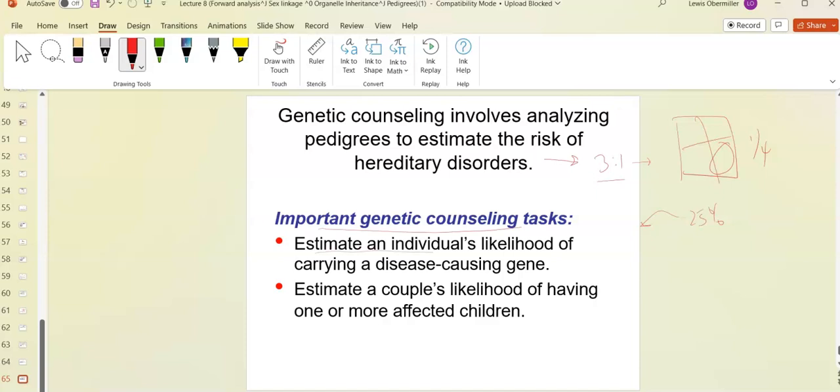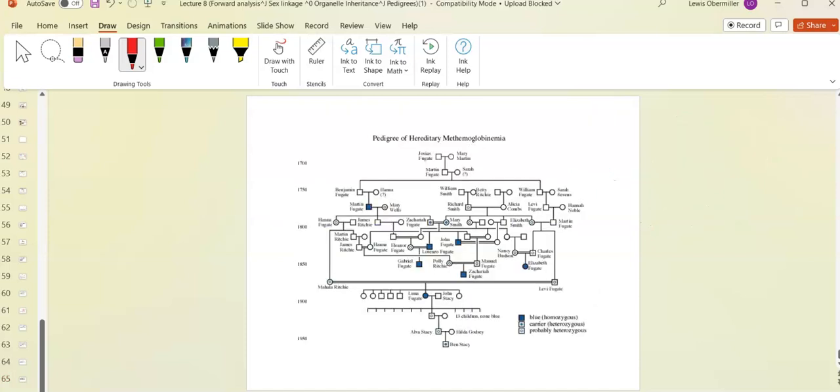And your job is to estimate the likelihood of carrying diseases and how that's going to be passed on. And I've given you a couple examples of that. And then I'm going to finish off this lecture just showing you methemoglobinemia. Hemoglobin becomes methemoglobin when it's oxidized, right? So it has to get reduced.